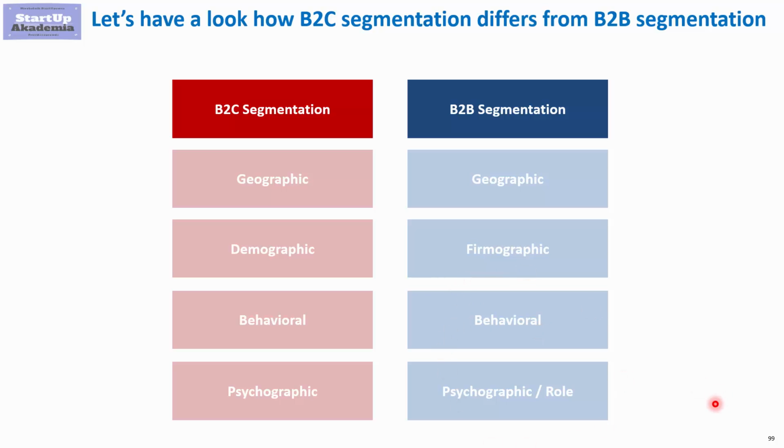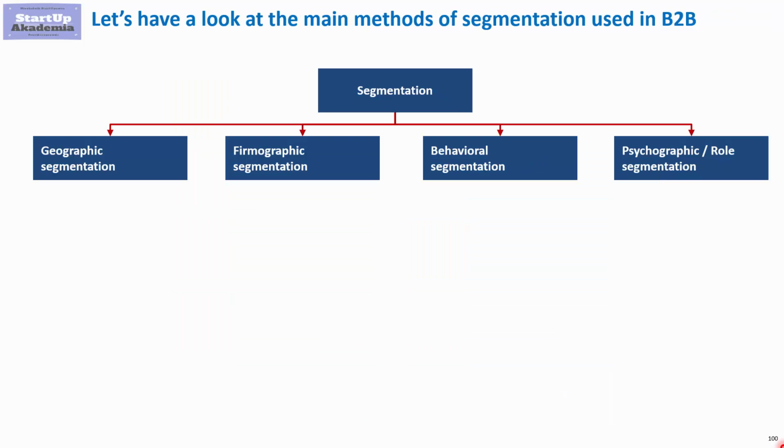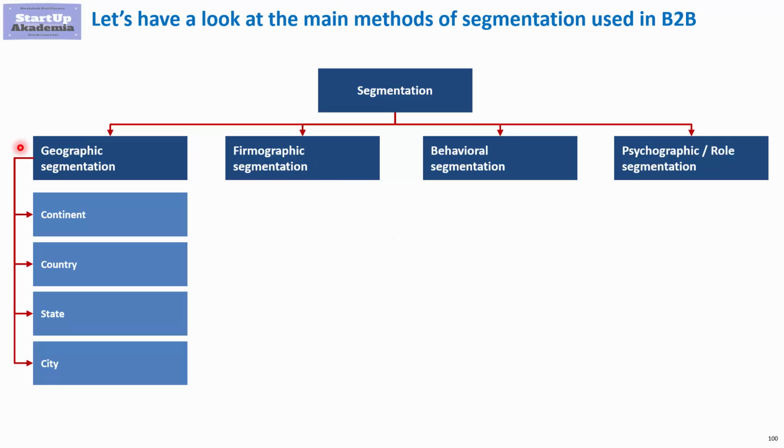The most often used are the first 3, and let's have a look at how they differ when it comes to the B2B market. So in the case of geographical segmentation, we obviously have continents, countries, states, and cities. So this is very similar to what we had in the case of the B2C market.